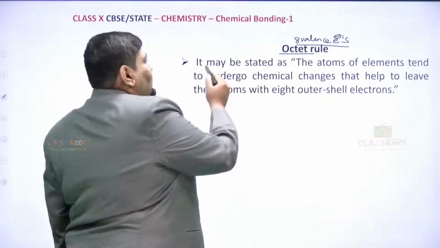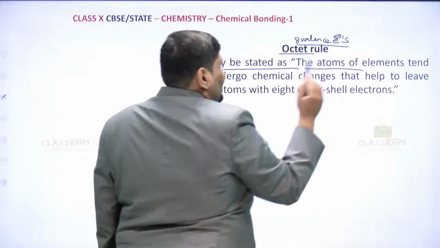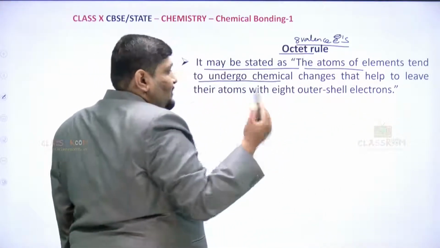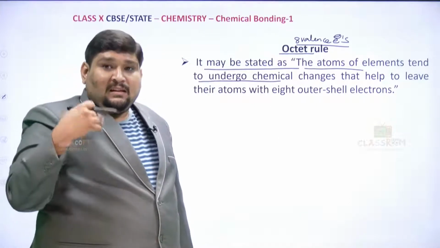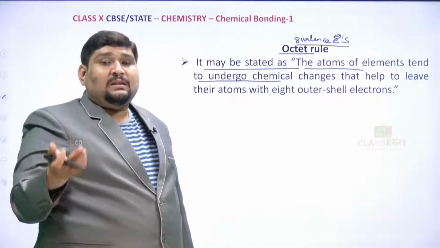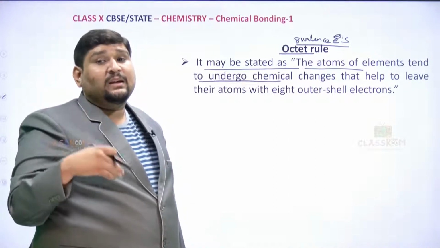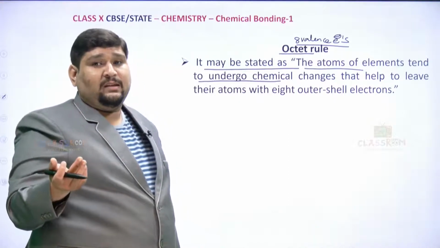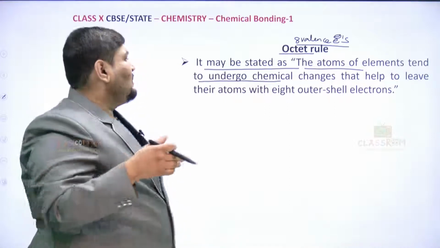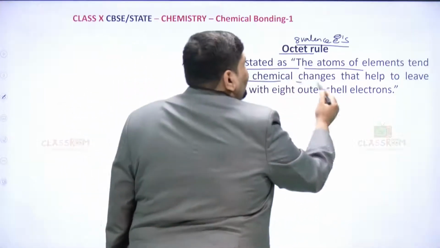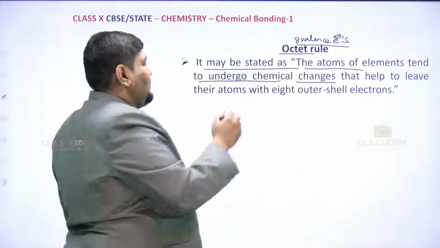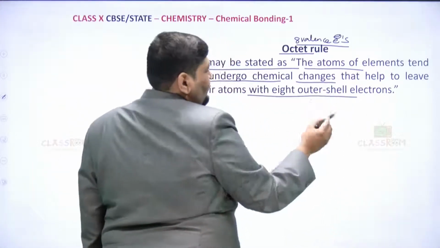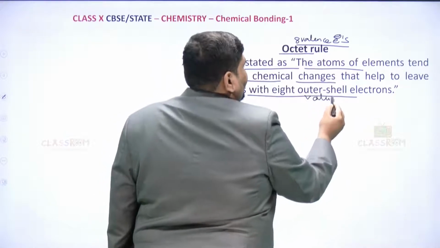So basically, it can be stated that the atoms of elements tend to undergo chemical changes. Chemical changes in the sense that they either give electrons or take electrons, meaning losing and gaining of electrons takes place here, which are chemical changes that help leave their atoms with 8 outer shell electrons, which we call valence electrons.